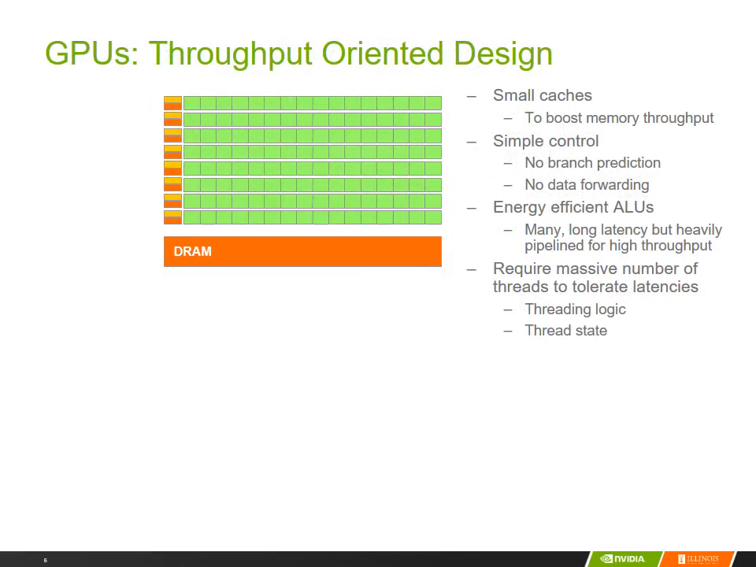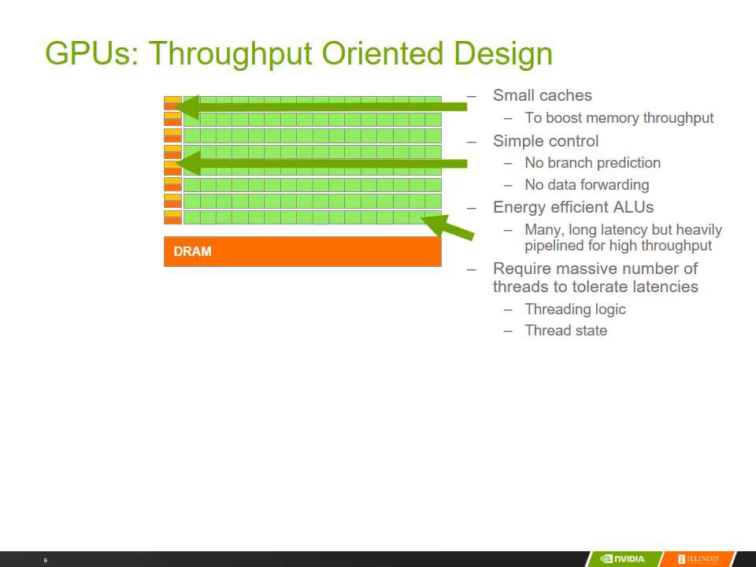Here we show a few features of GPUs that allow them to be throughput-oriented devices. We see that there's usually a small amount of cache memory that is used as a boosting mechanism for memory throughput, and we will show this in several future lectures. We also see a relatively small amount of control logic, where usually no branch prediction or data forwarding is supported.